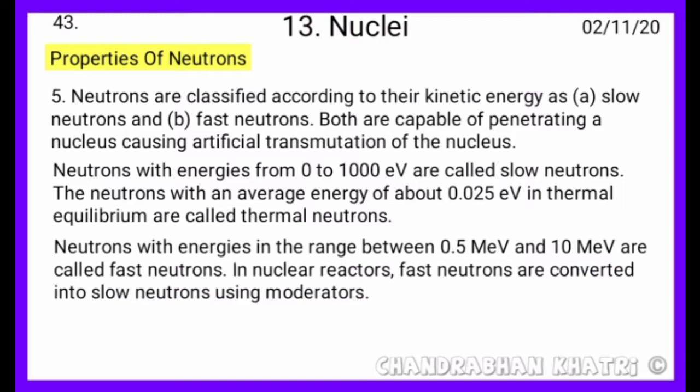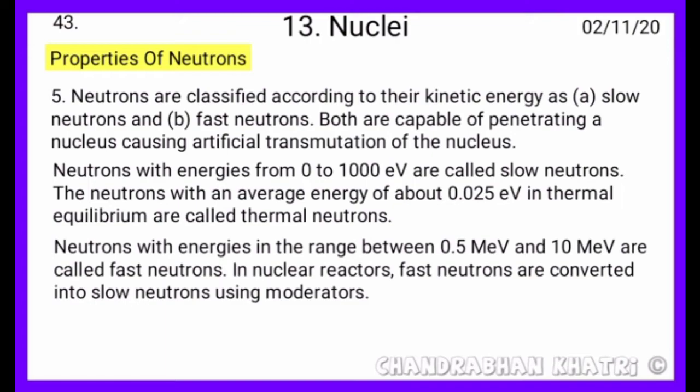Neutrons with energies from 0 to 1000 electron volt are called slow neutrons. The neutrons with an average energy of about 0.025 electron volt in thermal equilibrium are called thermal neutrons.